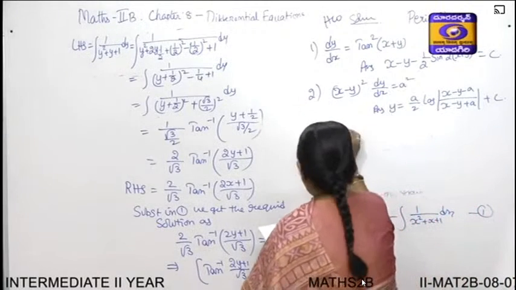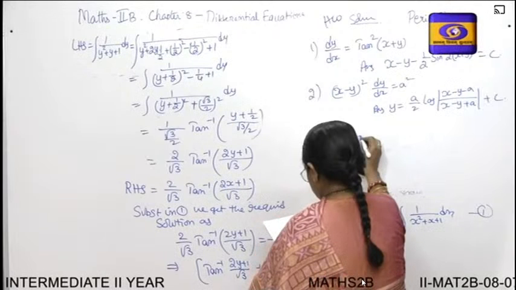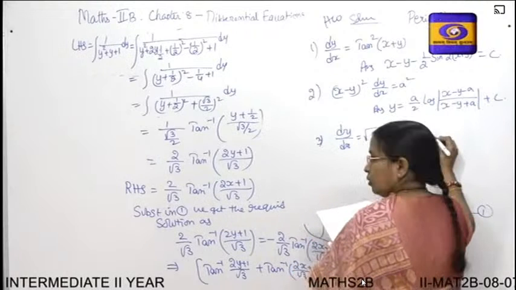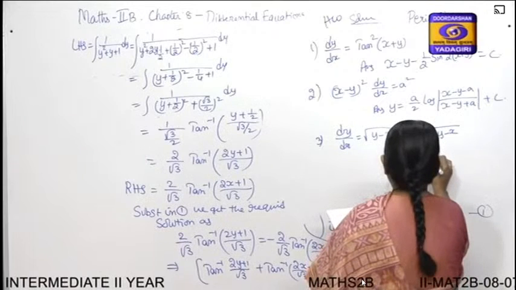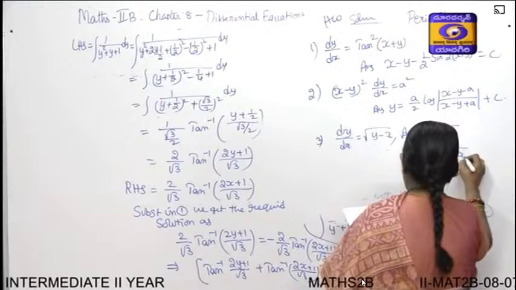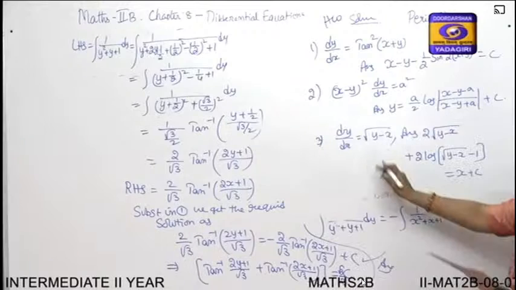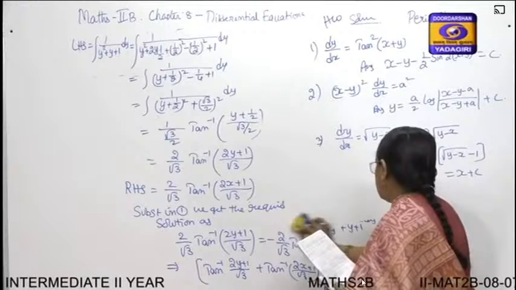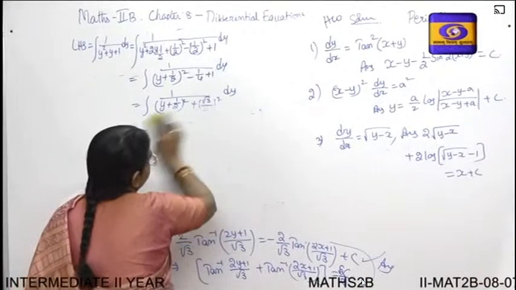Next one. dy by dx is equal to root of y minus x. So the answer is 2 into root of y minus x plus 2 into log of root of y minus x minus 1 is equal to x plus c. You do one thing, here we put y minus x as t square. Put y minus x as t square and solve, then you can easily integrate the equation.